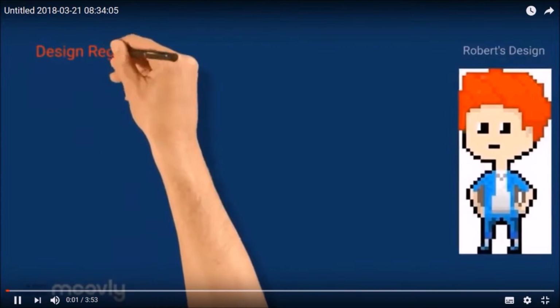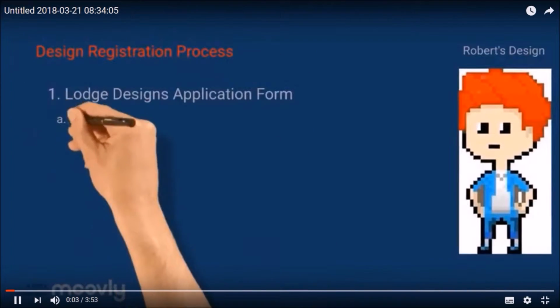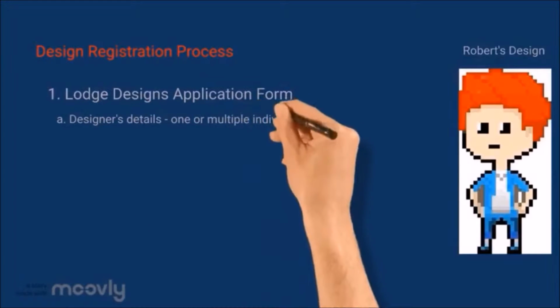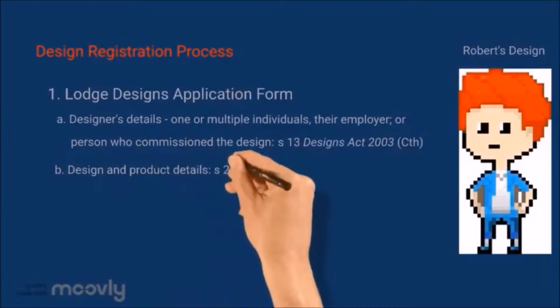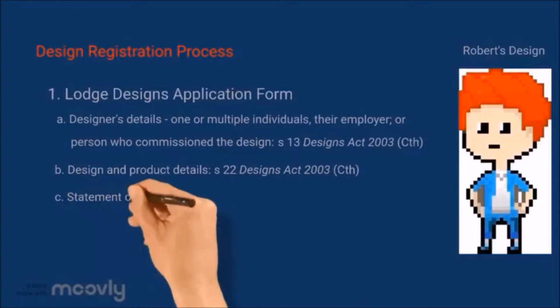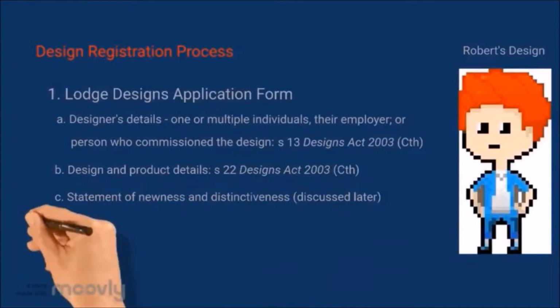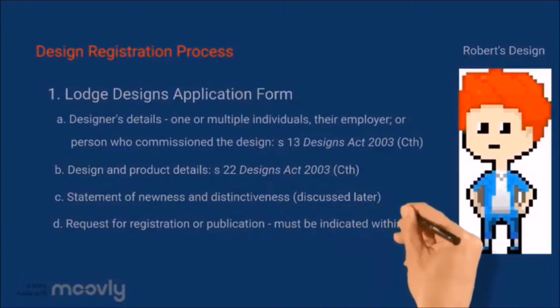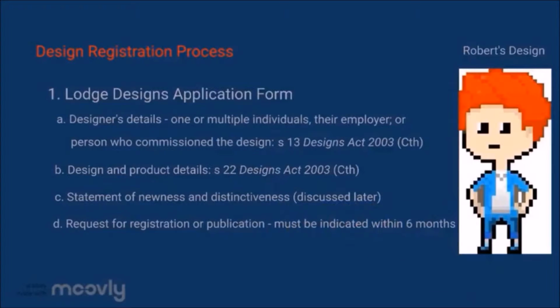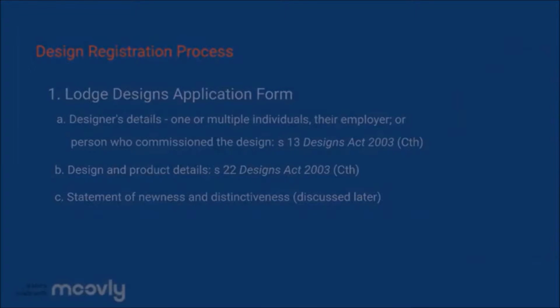The design application form requires, firstly, the designer's details, where the designer may be one or multiple individuals, an individual's employer, or the person who commissioned the design. Secondly, the design and product details. Thirdly, a statement of newness and distinctiveness, which is considered later. Fourthly, a request for registration or publication, which can be indicated on the form or decided within 6 months after the application has been filed.